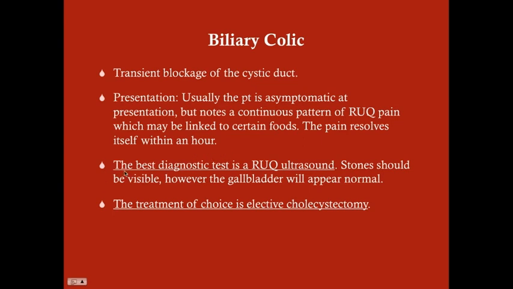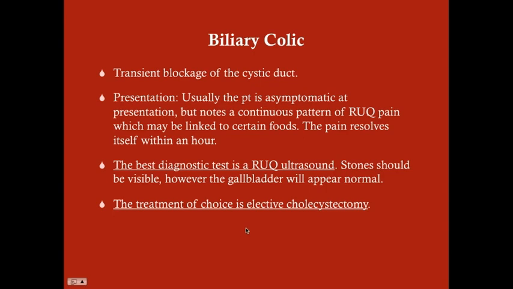The best diagnostic test, again, here is a right upper quadrant ultrasound. You're looking for stones because stones are the problem here. It's just that you don't have full blockage of the duct, you have just this transient blockage. And stones should be visible, but the gallbladder is going to be normal. You don't have acute inflammation of the gallbladder, so the wall of the gallbladder is going to be normal.